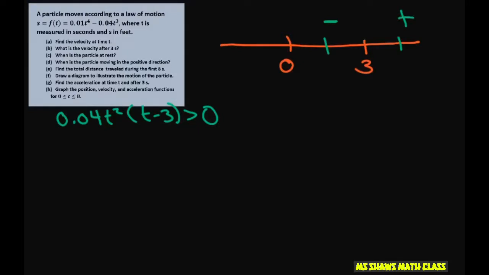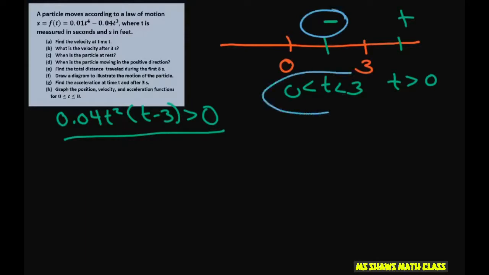So basically, this is in a positive direction when t is greater than 3. And between 0 and 3, we're going in a negative direction. So this is going to be negative. We could just write it like this: t is between 0 and 3 when it's negative, and when it's positive, it's greater than 3.